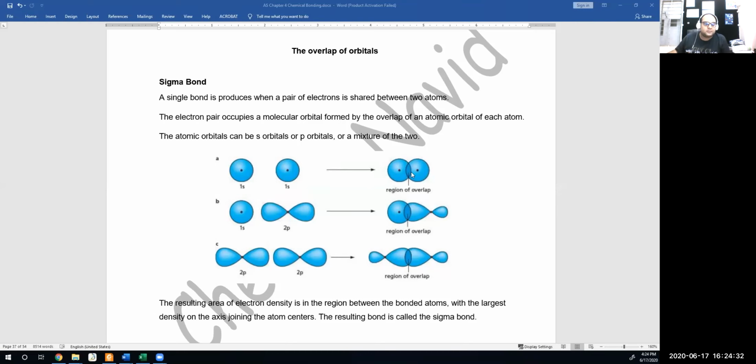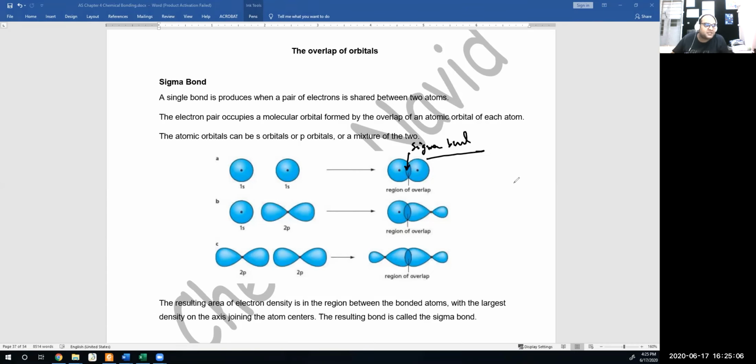So this is known as a sigma bond. Just a moment. So this is a sigma bond. So how is a sigma bond forming? By overlap of orbitals.